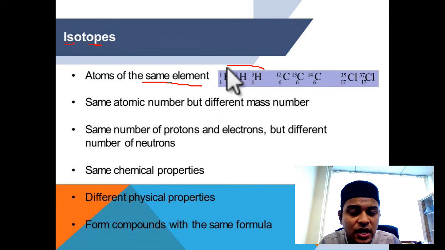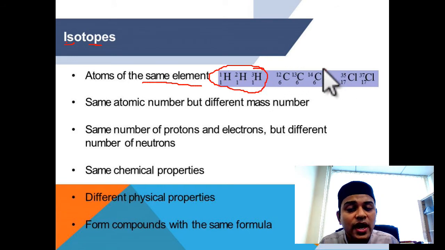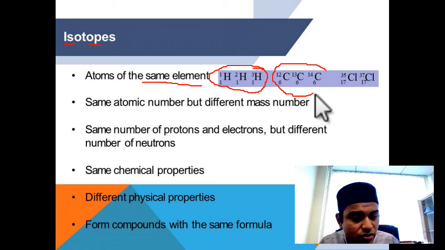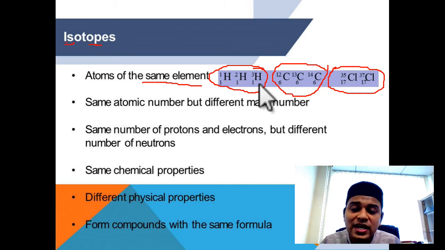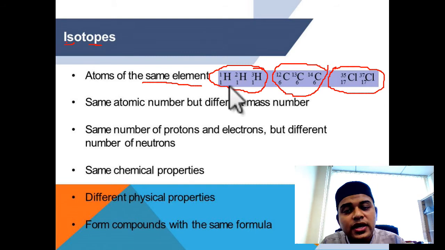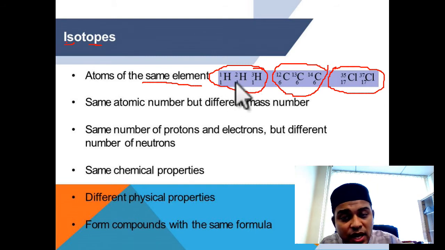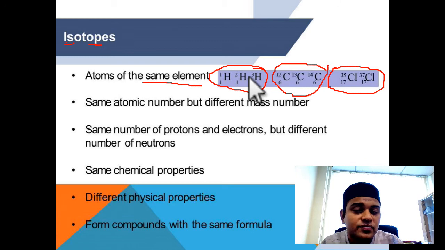over here we have hydrogen atoms, carbon atoms, and we do have chlorine atoms over here. So what are the things that I notice? All are hydrogen, but guys, do you notice, they all have the same proton number, but the nucleon number is different. Nucleon number is different.